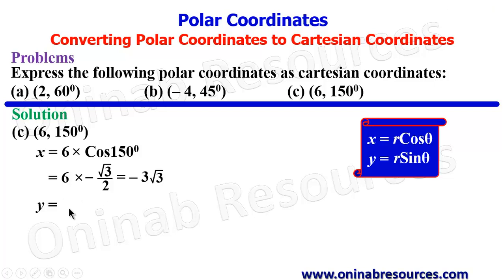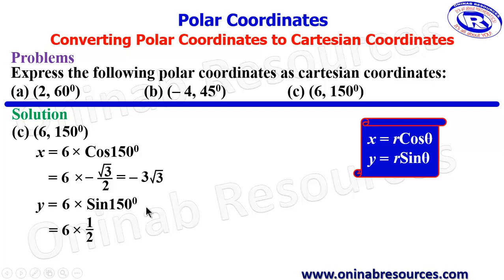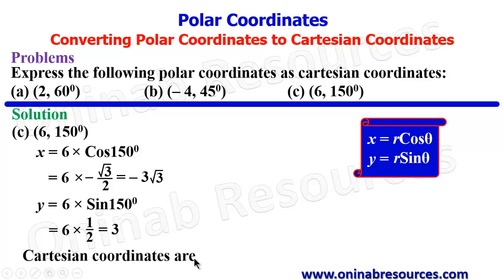Then for the y coordinate, we have 6 times sine 150 degrees. And in the second quadrant, sine is positive. So we are going to have it as 6 times 1 over 2, because sine 150 degrees is 1 over 2. Simplifying this, we have 3. So the Cartesian coordinates are negative 3 root 3, comma 3. And that's all for the solution of these problems, A, B, and C. And this is the highest we can take in this tutorial.